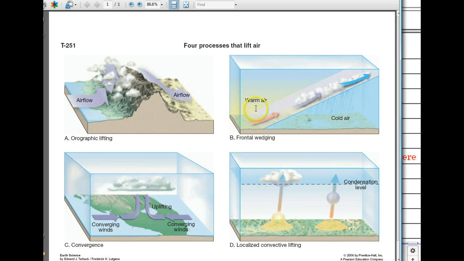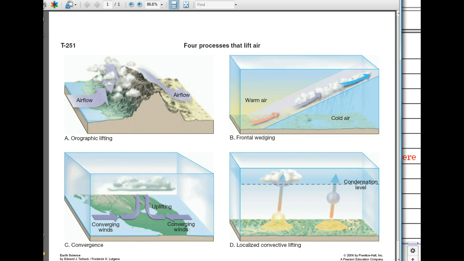A warm front will be moving here and rising up over this cold air. And convergence, you can see here's the United States, and air may be coming in from the east and from the west, or from the southeast more likely. When they converge, the air gets forced up. No place else for it to go. And as it gets pushed up, you get clouds. So anytime air gets pushed up, you get clouds.